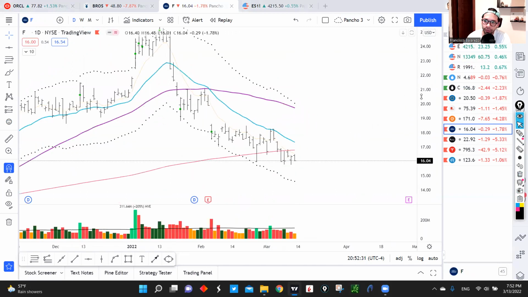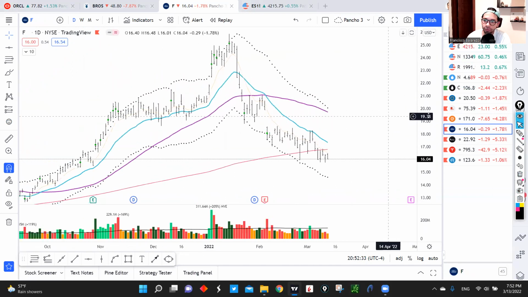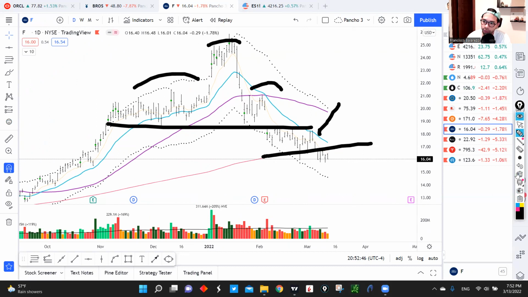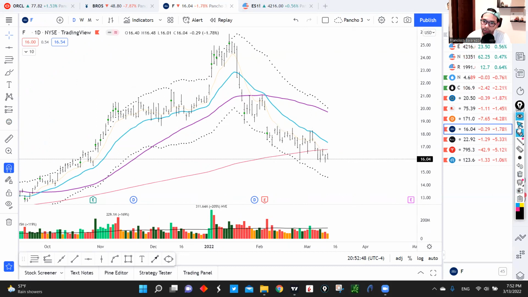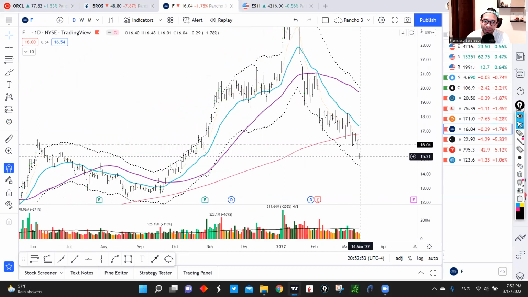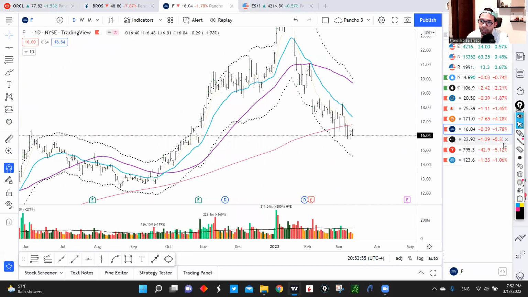And here is Ford, right? We kind of have this head and shoulders topping pattern. We're breaking below the neckline. We found resistance right there at the supply level, and now we're breaking below this 200 daily moving average. And as soon as we break below this 200 daily moving average, I think there's a high probability that Ford will just continue to move lower.